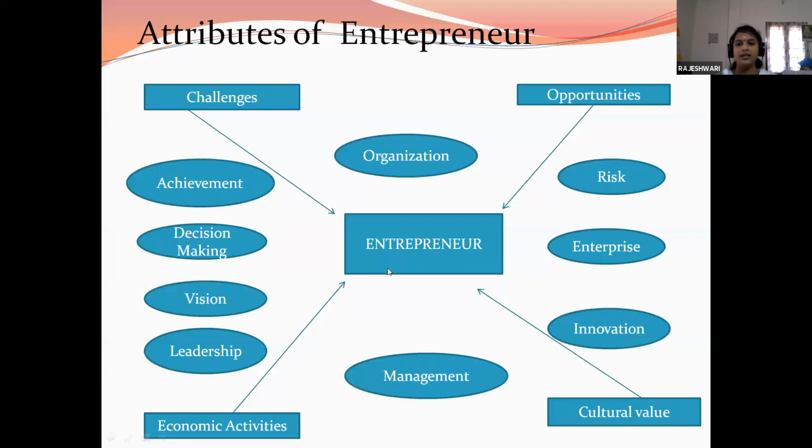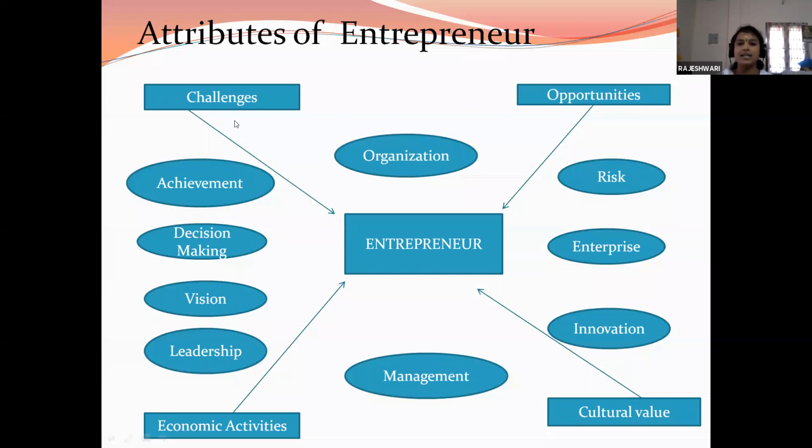Being an entrepreneur is not very easy, as it has different types of external factors as well as internal factors. It does not depend on one person only, it depends on various external fields also. These four things are external factors or external attributes: challenges, opportunities, cultural value, and economic activities. These four factors, directly or indirectly, are useful for developing our business. They act as external attributes for our business venture. Definitely, they come from the external side.